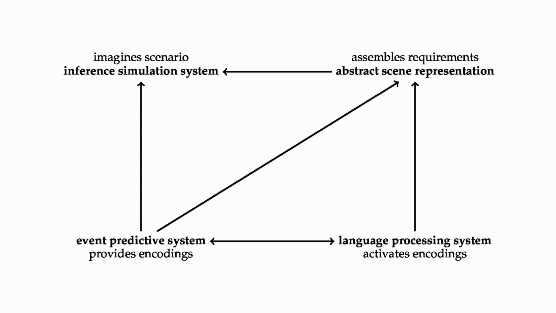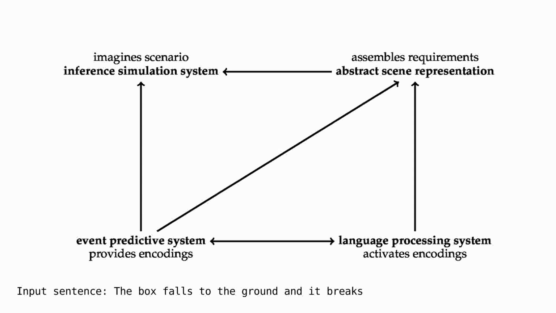Now, if we have a simple input sentence like the box falls to the ground and it breaks, the language processing system will get the object box and the object ground and the encodings for falling and breaking and put these into a timeline. That gives us a very, very simple abstract scene representation containing basically really only the information that the sentence can give us.